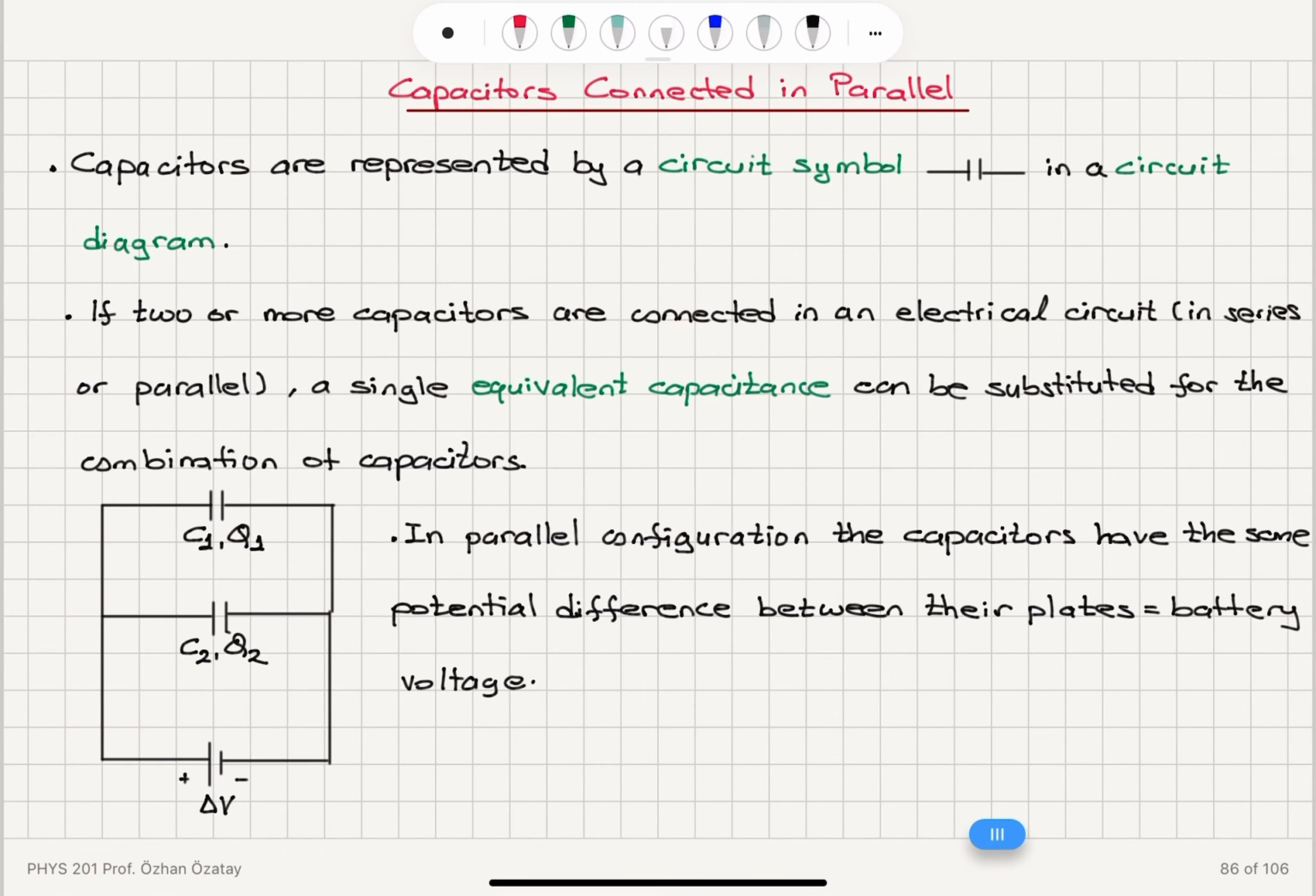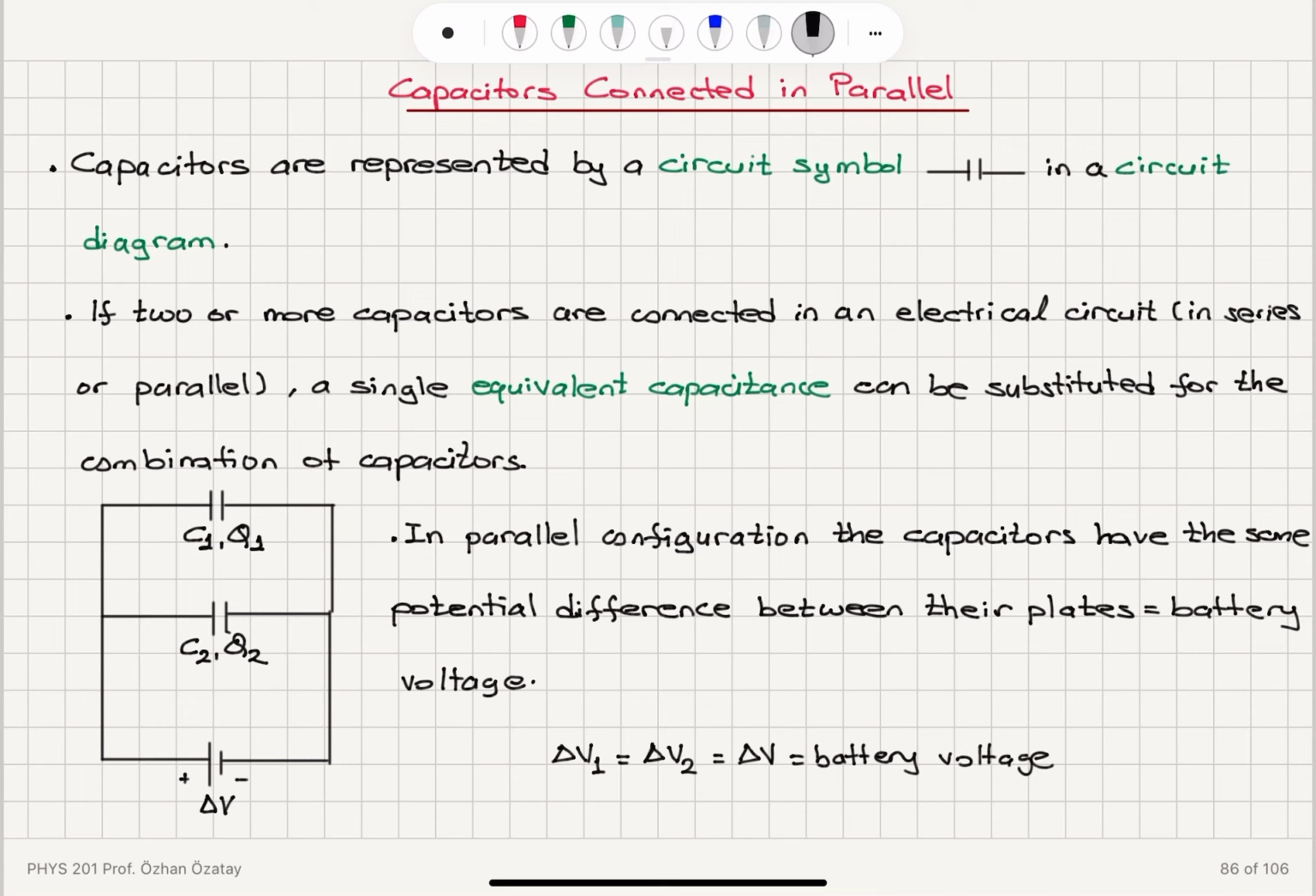Okay, so you can see that this dictates that the potential difference between the terminals of the battery must be equal to the battery voltage. So in parallel configuration, the capacitors have the same potential difference between their plates. This condition gives us the potential difference delta V1 on capacitor 1 is equal to potential difference delta V2 on capacitor 2, which is equal to delta V, the battery voltage.